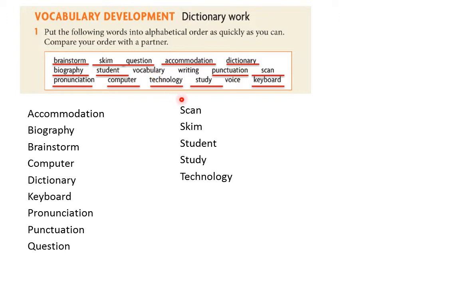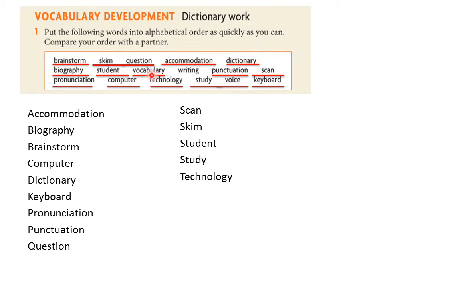Then let's go to the next letter, which is V. We have vocabulary and we have voice. So we have 2 words started with the same letter, which is V, and again we should check the next letter in both words, which is O. Vocabulary started with VO, and voice also started with VO.